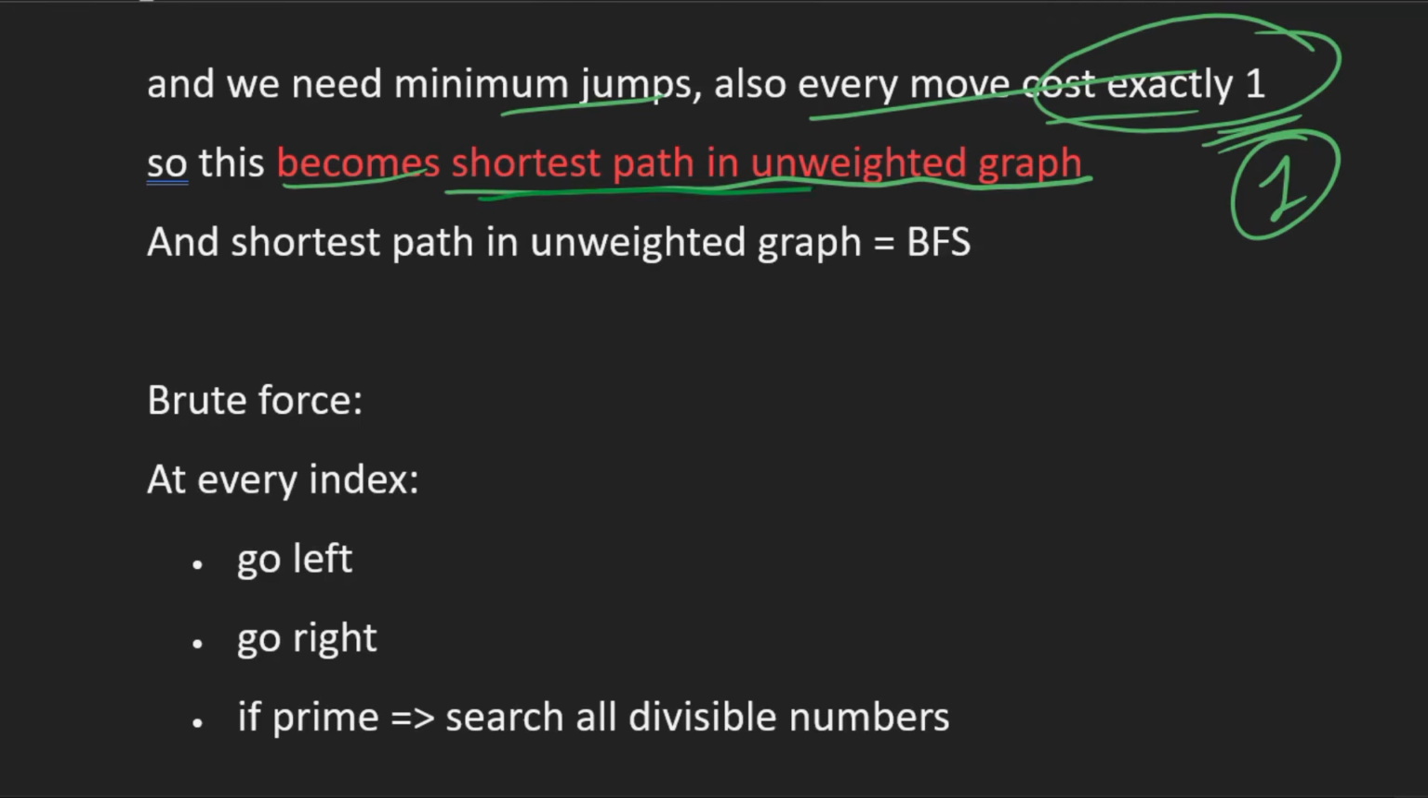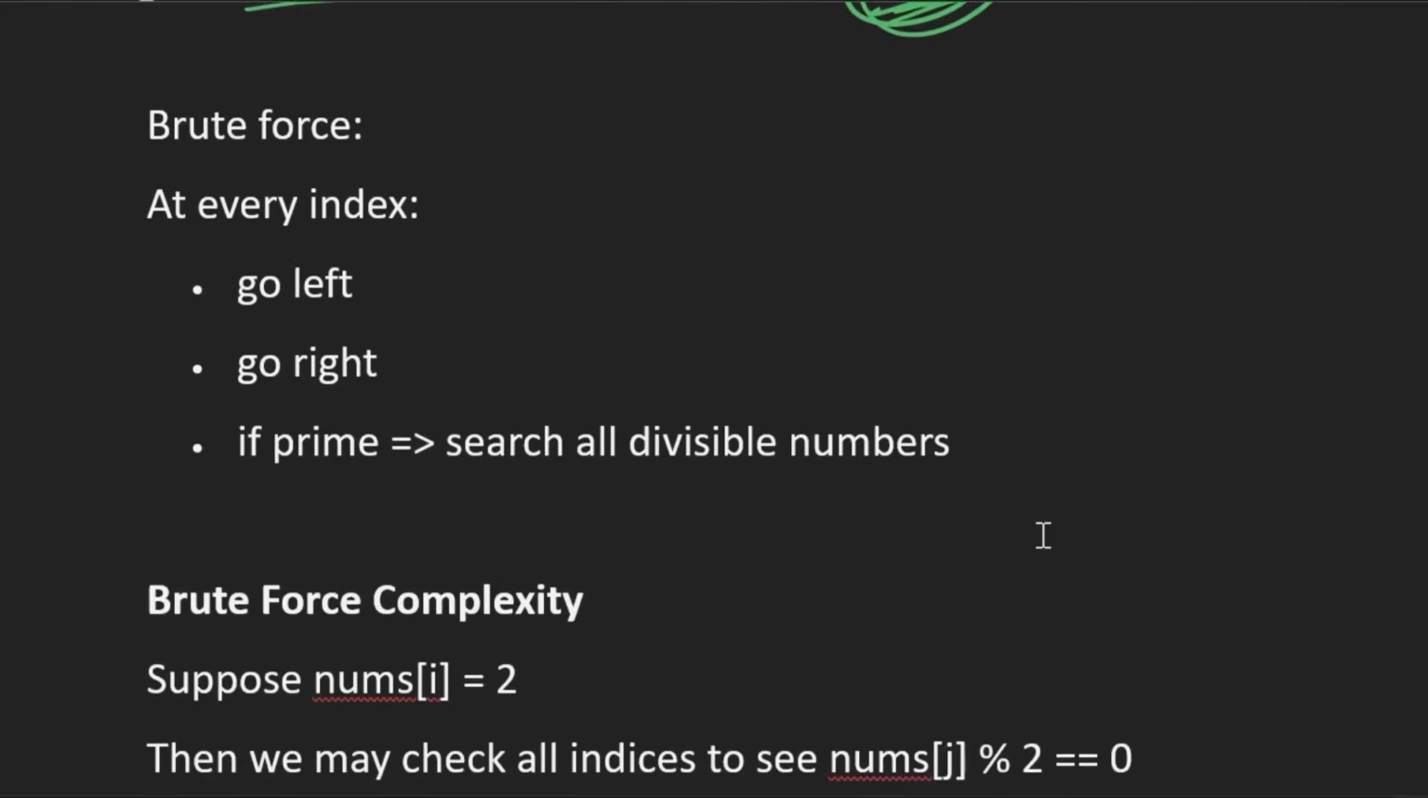So it becomes the shortest path in an unweighted graph, and we know for shortest path we use BFS, right? So we'll be using BFS in this solution. So let's see the brute force approach.